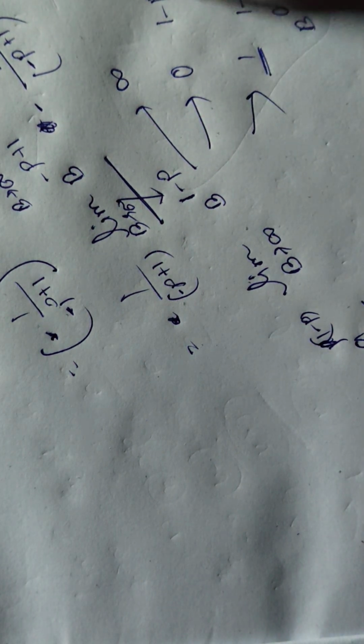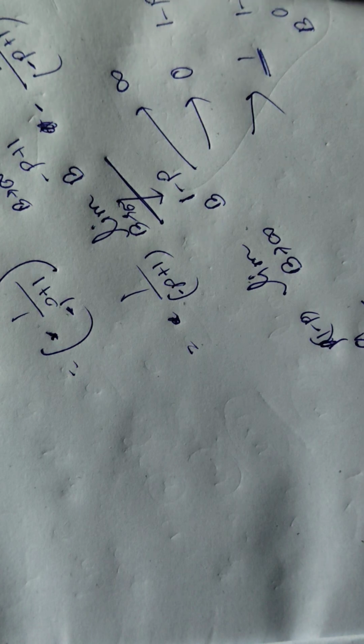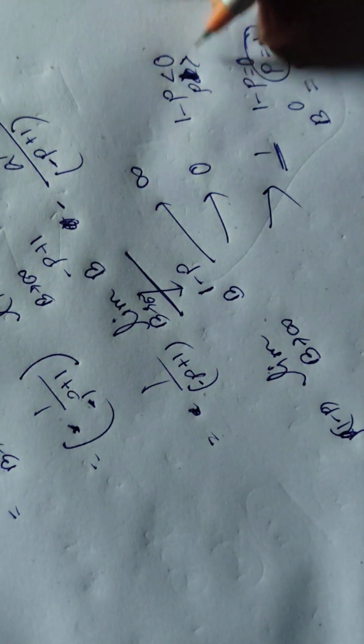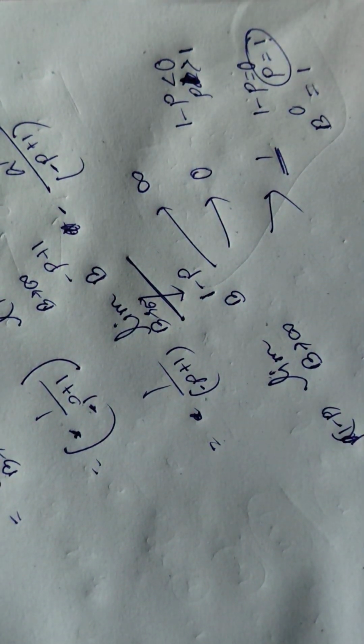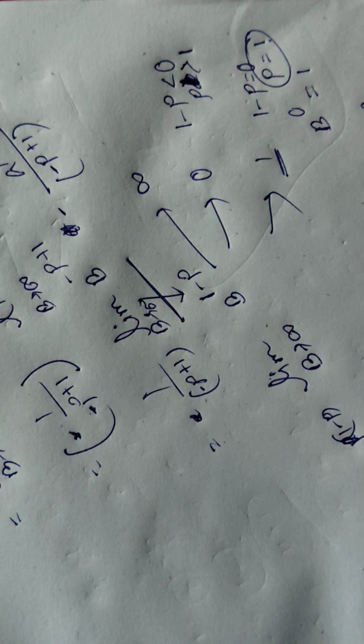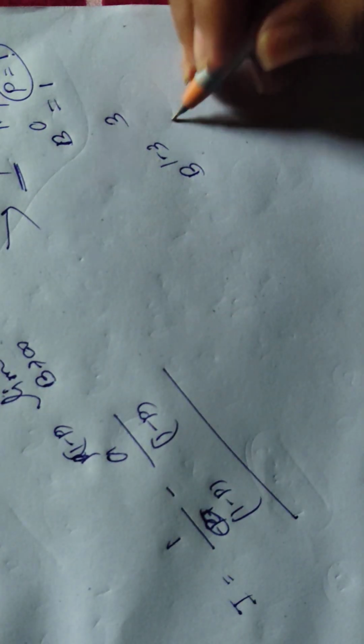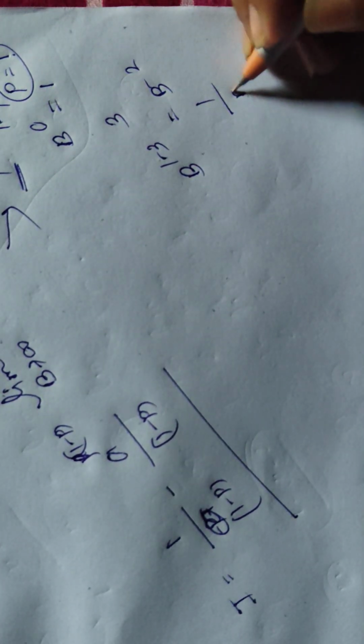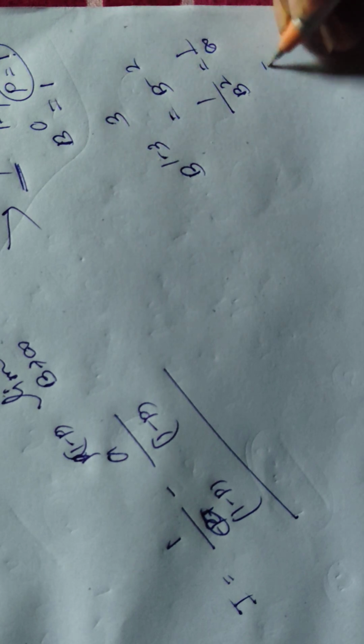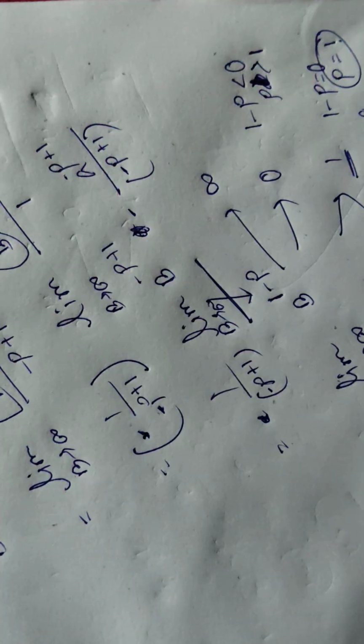Now what about 0? If 1 minus p is less than 0, then it will be 0. That means p is greater than 1. Now it is visible. Let's say we are taking p equals 3. So b to the power 1 minus 3 is b to the power minus 2, which is 1 by b square, which is 1 by infinity, which is 0. Now it is proper to you.